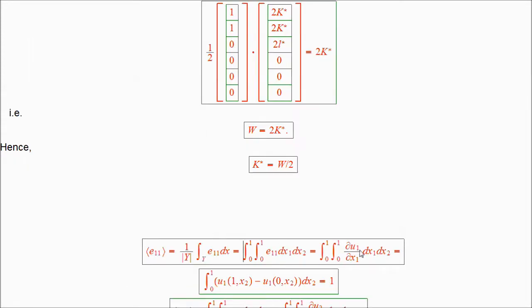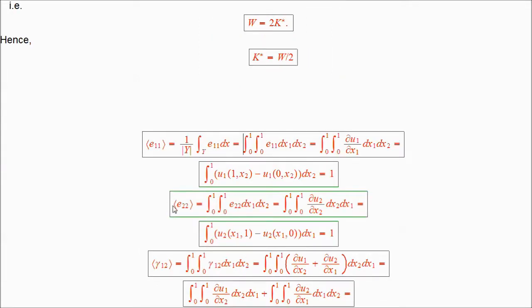So taking the integral of this constant 1 is very simple. It's just equal to 1 when we integrate from 0 to 1. That's an easy task for you. Similarly, we obtain that the average value of E22 is equal to 1, and the calculation is similar.